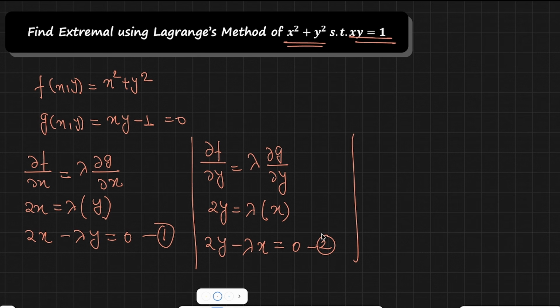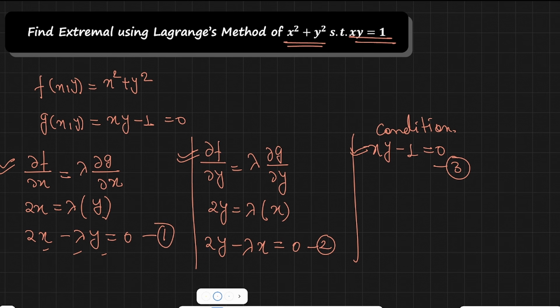What will be the third equation? Because we have three unknowns. What unknowns? x, y and lambda. So the third equation will be xy − 1 = 0. This is equation number 3. Every time you write it like this: first equation, second equation, and the third will be your condition. Okay, this is the condition. Now how to proceed forward? You have to find the relation between these. How to find the relation?